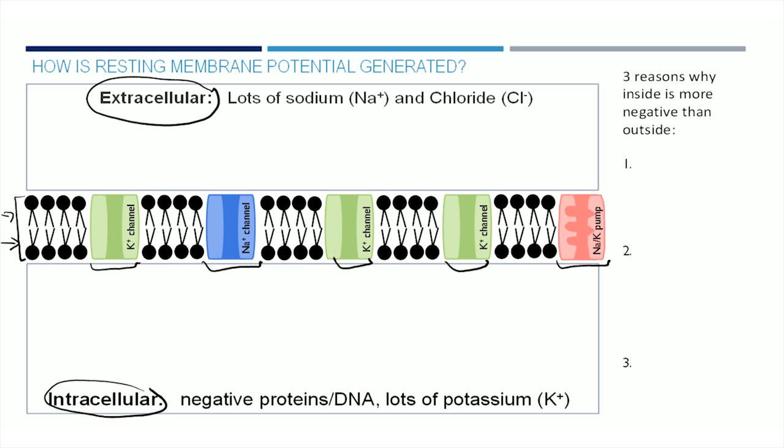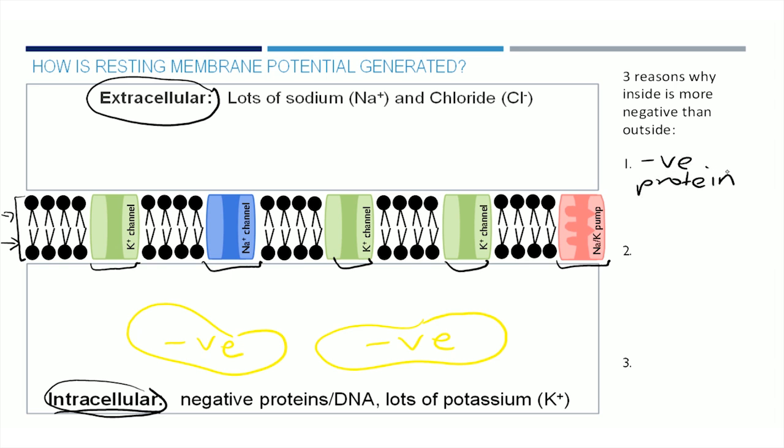Well, the first reason this occurs is because inside the cell, in the intracellular compartment, we have a lot of negative proteins. So I'm going to draw these in yellow. Negative proteins. Okay, so negative proteins on the inside of the cell. And that's the first reason why the inside's more negative, because we do have negative proteins and also some DNA. They both have negative charge associated with them.